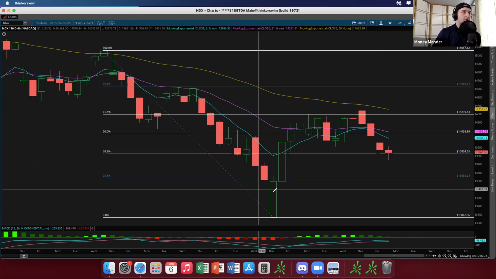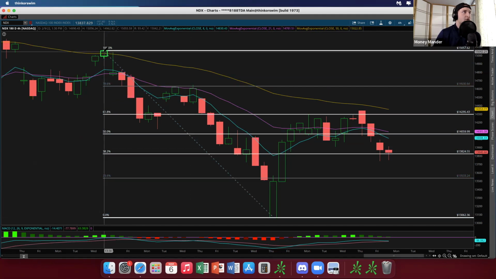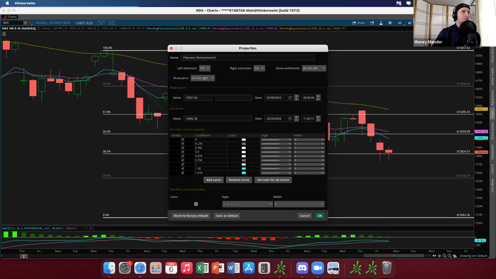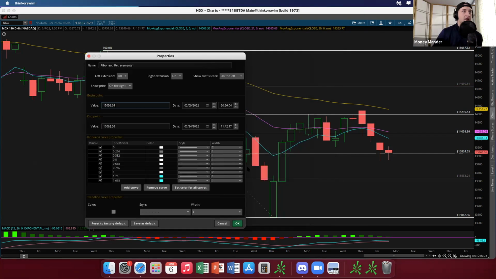So I would do a quick rough estimate, then I would go in and get the actual highs and lows. It looks like the high here was 1556.24, and then my low, 1365.44.